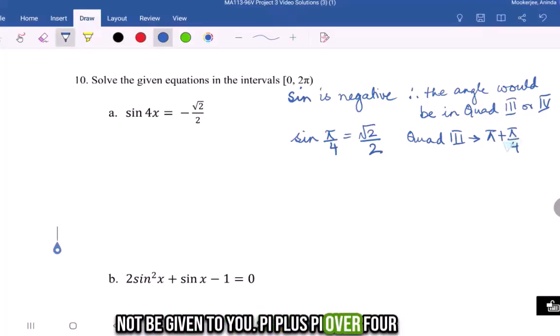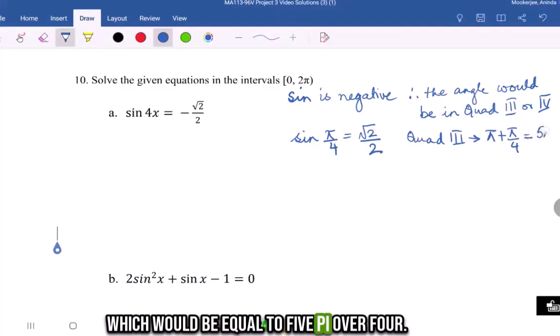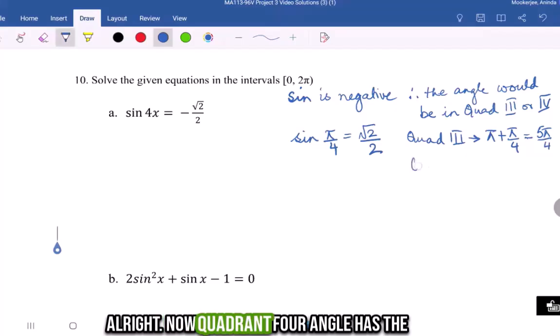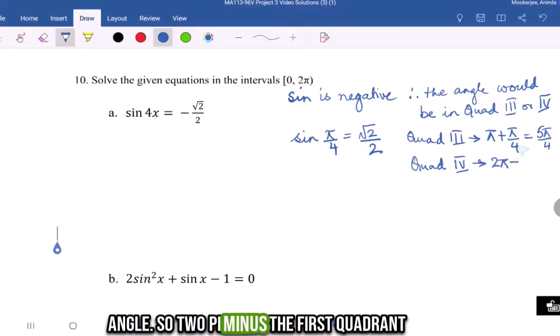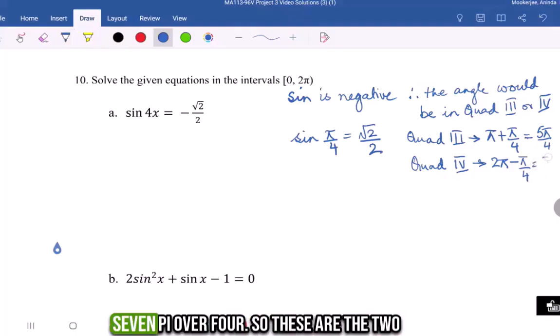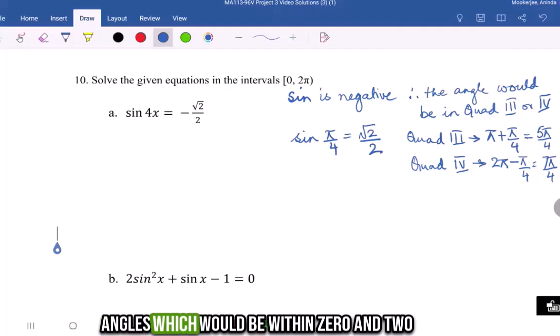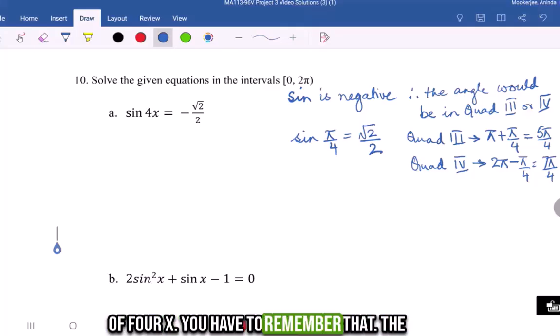Pi plus pi over 4 would give us the third quadrant angle, which would be equal to 5 pi over 4. Now, quadrant 4 angle has the formula 2 pi minus the first quadrant angle. So 2 pi minus the first quadrant angle, pi over 4, will be 7 pi over 4. So these are the 2 angles which would be within 0 and 2 pi for sine of x or sine of alpha, not for sine of 4x. You have to remember that.